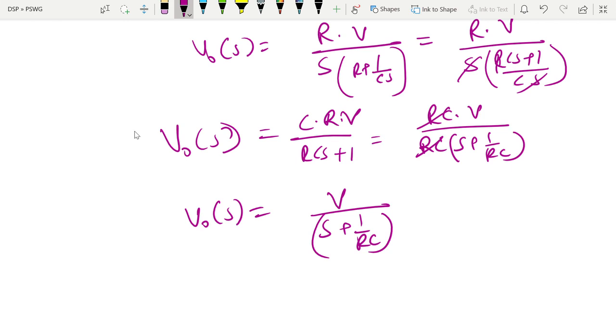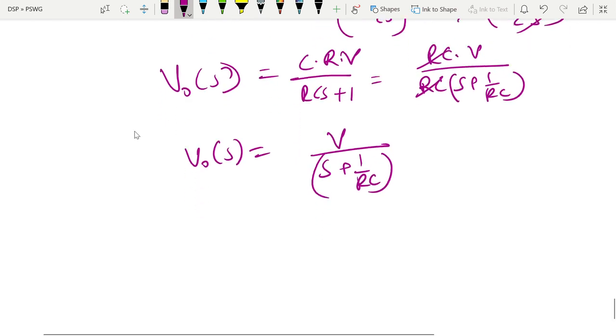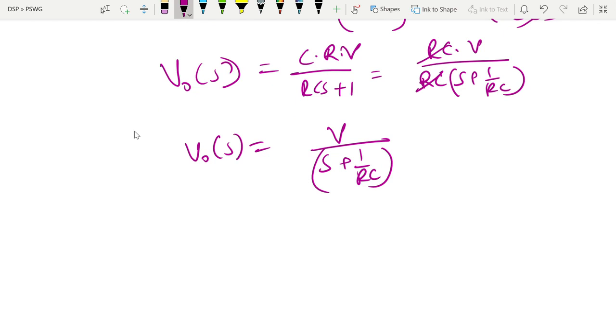If you closely monitor this equation and want to find the time domain signal of this Vo(s), that is Vo(t), what will happen here? For 1 by s, we have u(t), since the Laplace transform of u(t) is 1 by s. Here the same thing happens, but instead of s, there is an additional term 1 by RC. So whenever there is frequency domain shifting, there will be an exponential multiple in the time domain.